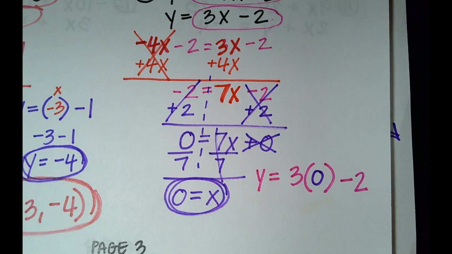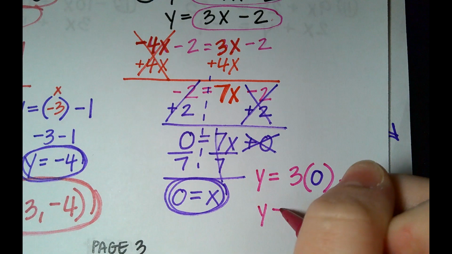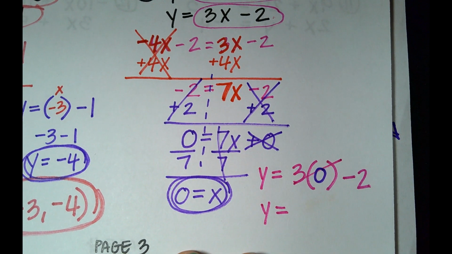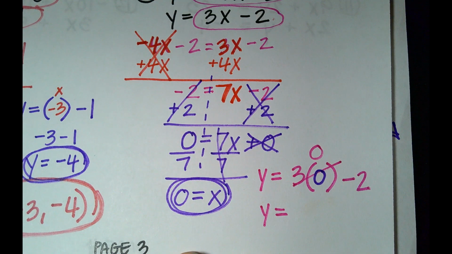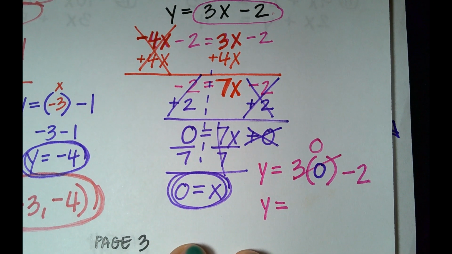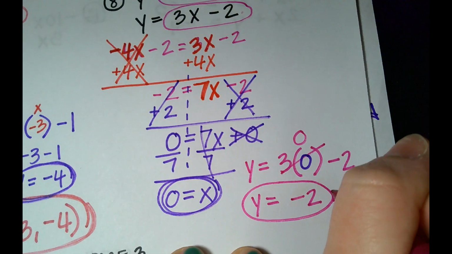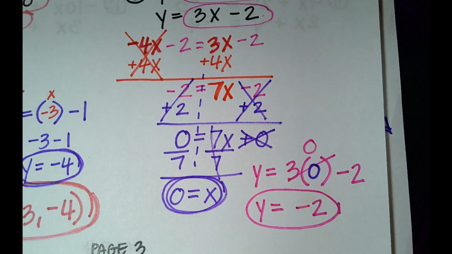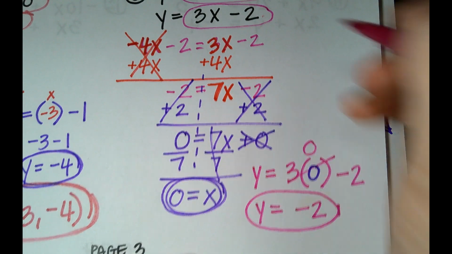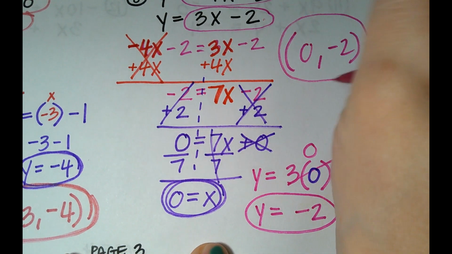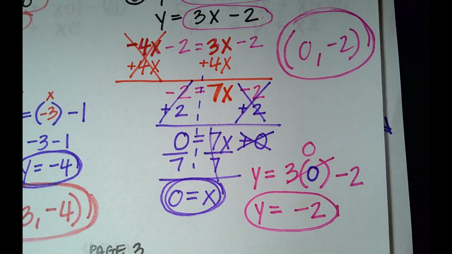So to solve for y, we just need to do 3 times 0 minus 2. What's 3 times 0? 0. 0 minus 2? Minus 2. Y is -2. Okay. So what's our coordinate? 0, -2. Very nice.